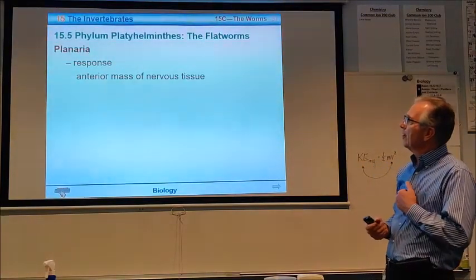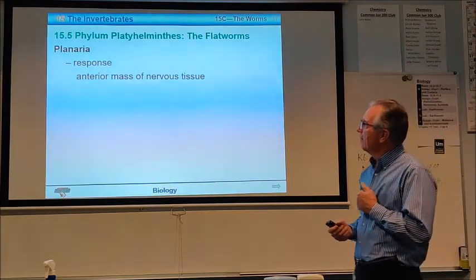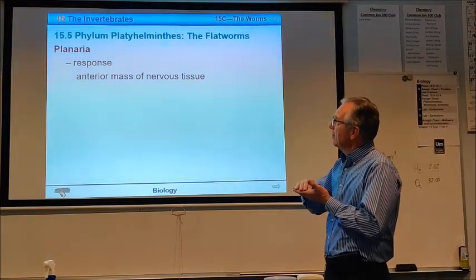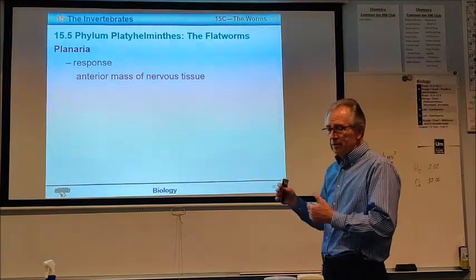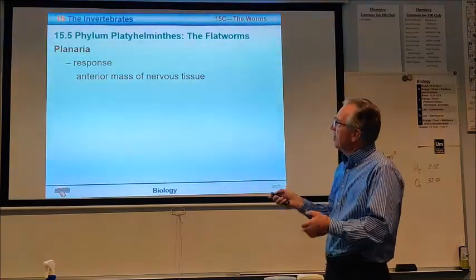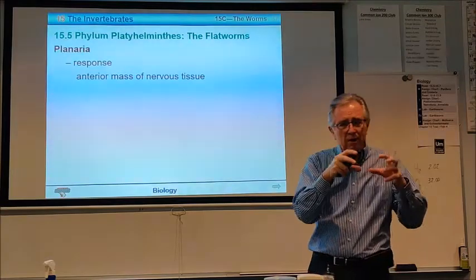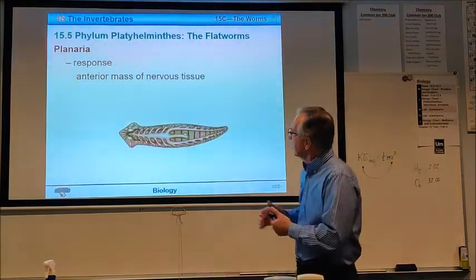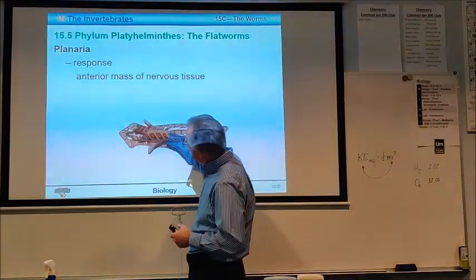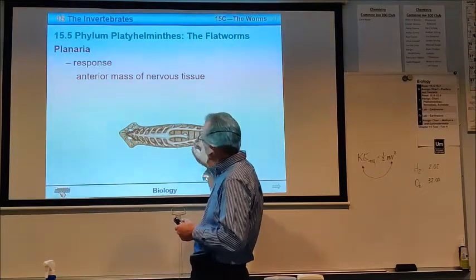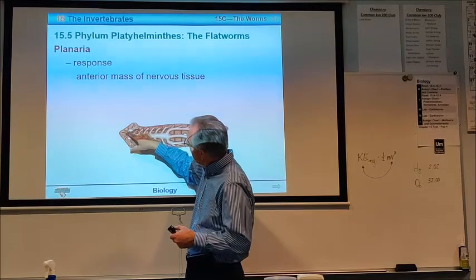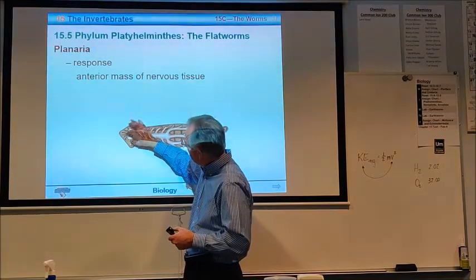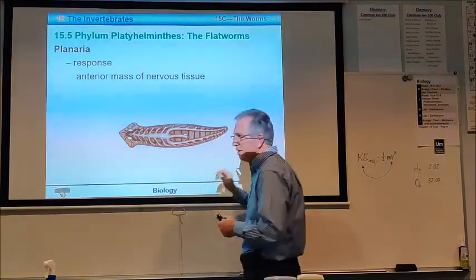Okay, how do the planaria respond? Well, they have anterior, that's head end, they have nervous tissue. Actually, they have quite a concentration of nerve tissue. This black in here is supposed to represent the nerves that it has, but there's a lot more, if you can see, in this head end than there is in the rest of it.